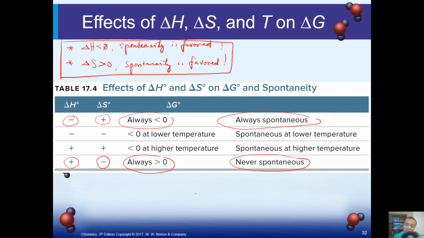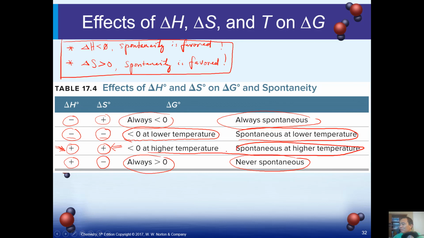However, if one is favored and one is disfavored, for example, delta H is smaller than 0, that means it's favored in terms of delta H. However, delta S is disfavored. In this case, the process will be spontaneous only at low temperature. If delta H is positive, it is disfavored. However, for delta S, that's favored in this case. So if both are positive, it will be spontaneous only at relatively higher temperature. But do remember, so-called lower or higher, it's a relative number. It's not an absolute number.